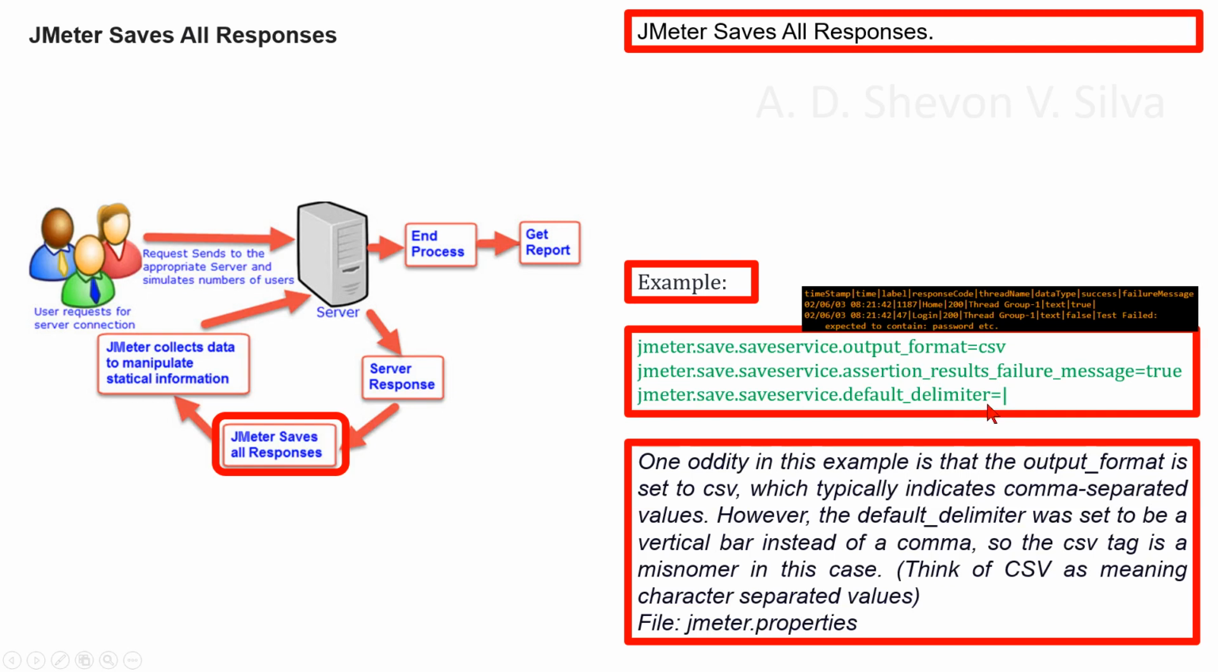JMeter save service default delimiter, for use with comma separated value CSV files or other formats where the field values are separated by specified delimiters. Defaults to comma. For tab, one can use \t.